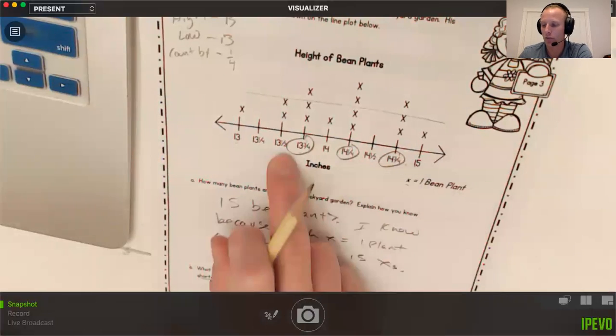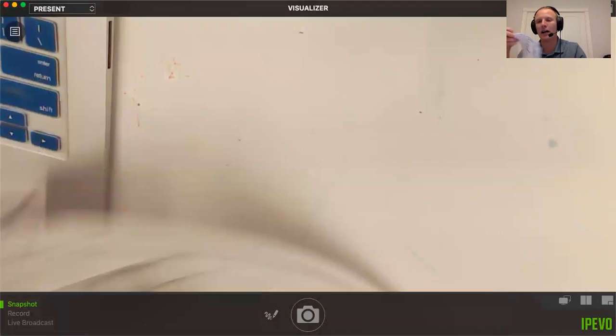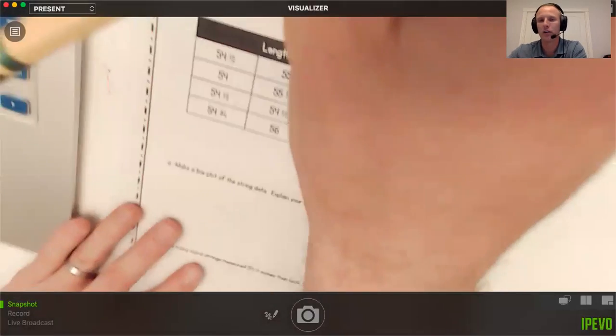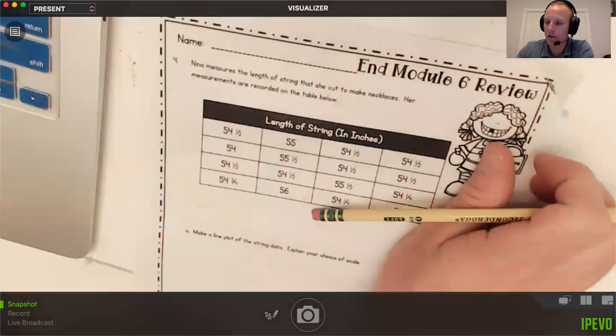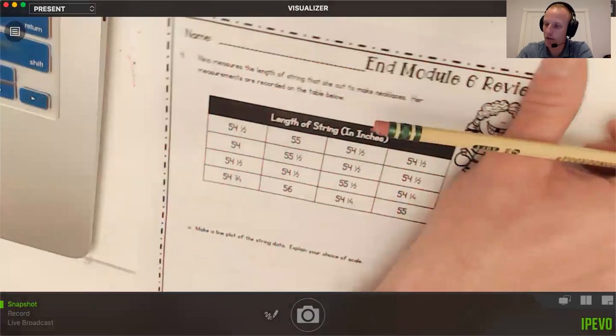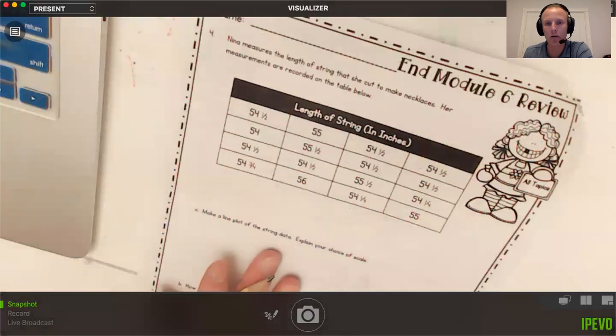They're already in order from shortest to longest, moving from left to right. All right, last page of our review here, and then I'll send you off to do your own work independently. Nina measures the length of string that she cuts to make necklaces. Her measurements are recorded in the table below.